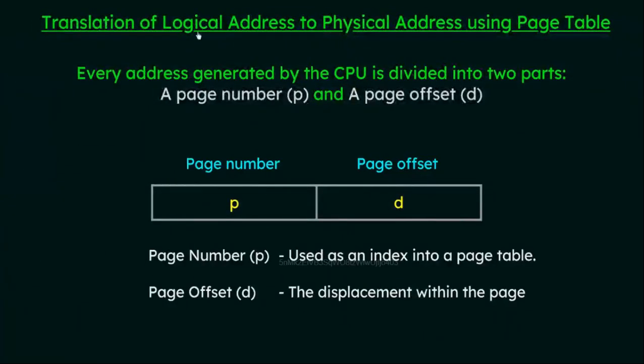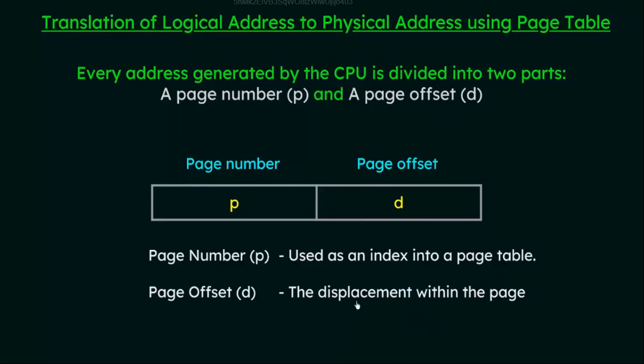As we discuss the translation of logical address to physical address using a page table, we come back to the first thing that we discussed in the beginning of this lecture. As I said, every address generated by the CPU is divided into 2 parts, a page number denoted by P and a page offset denoted by D. The page number is used as the index to a page table. It will help us understand where that page is starting from.